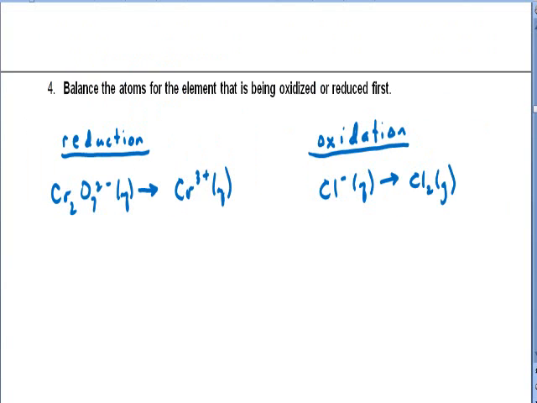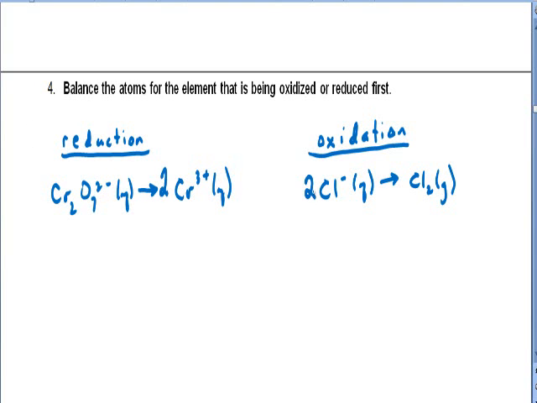The next step in our strategy is to balance the actual elements that are being oxidized or reduced first. The first atoms to balance, again, are those being oxidized or reduced. This is a key step. To balance the chromium atoms, we need to add in a 2 in front of the Cr3+. To balance the chlorines, we also need to put a 2 in front of the Cl-.